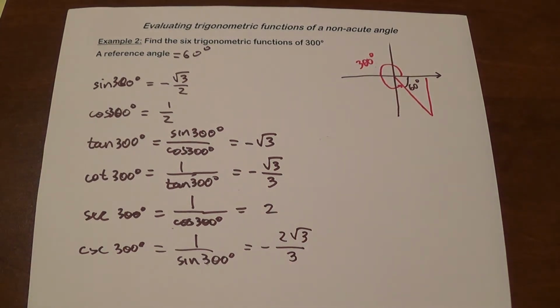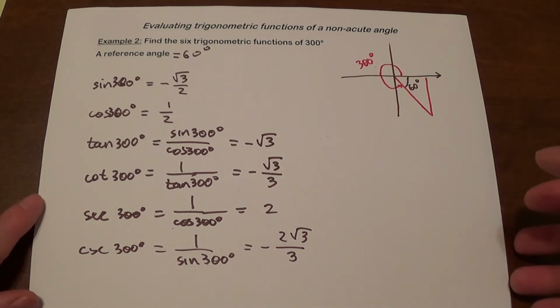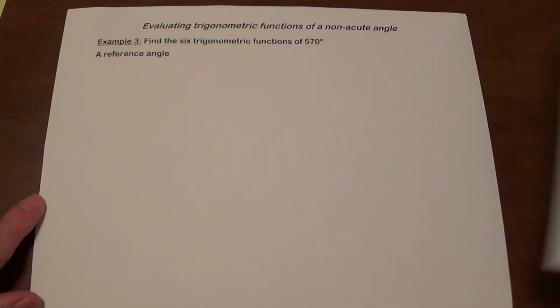Okay, so again, same concept. We are going to look at the right triangle that's next to the angle that we'll be dealing with, and then from there we can figure out the values that we know based on special right triangles, and then go ahead and figure out all the other numbers. We just have to watch out for signs.